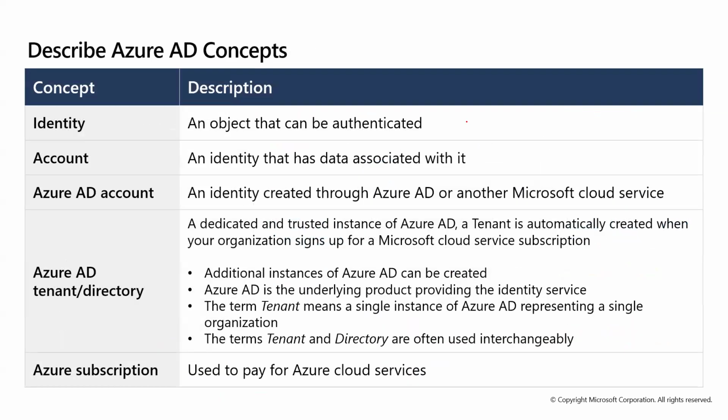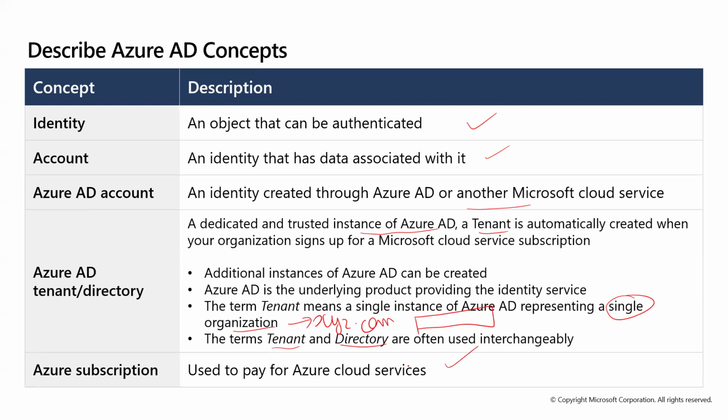Then we have already discussed what is identity, what is an account, what is this Microsoft Entra ID account. Whenever you create an account, by default a trusted, dedicated instance of Azure Active Directory will be created, and that is known as a tenant. You can refer to this as a tenant or directory, and it represents a single organization. For example, my organization is xyz.com, and when I create an account in the cloud, Microsoft Azure, that will represent my single organization, and one default tenant will be created.